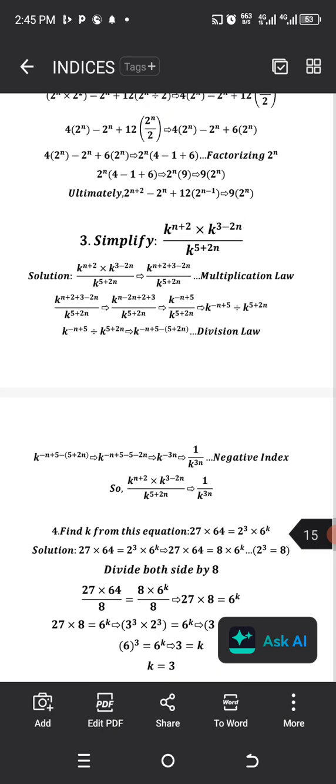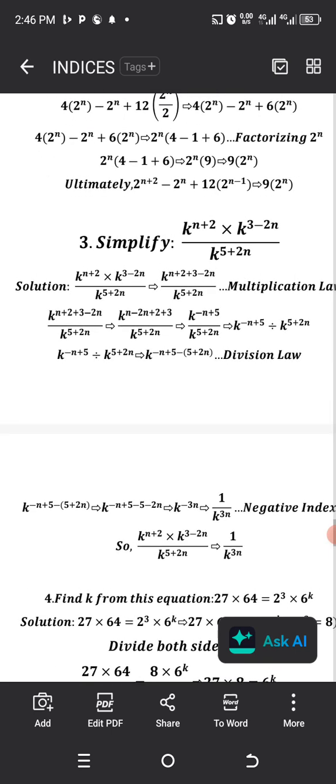And you have to simplify k raised to power n plus 2 multiplied by k raised to power 3 minus 2n, all divided by k raised to power n, k raised to power 5 plus 2n. So you apply the same thing. Once they have a common base, you first apply the multiplication law at the numerator.